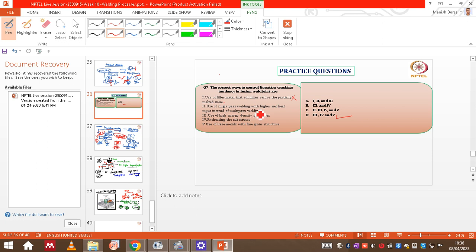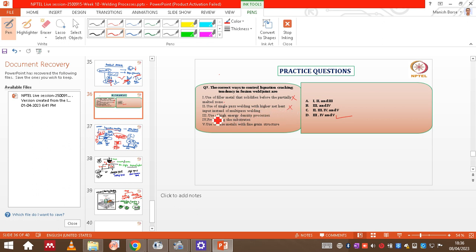So again it is not a correct option, because higher heat input means a higher width of the heat affected or partially melted zone. We can avoid multi-passing, though we can't avoid it every time, but again the use of single pass welding with higher heat input is not a good option, right?